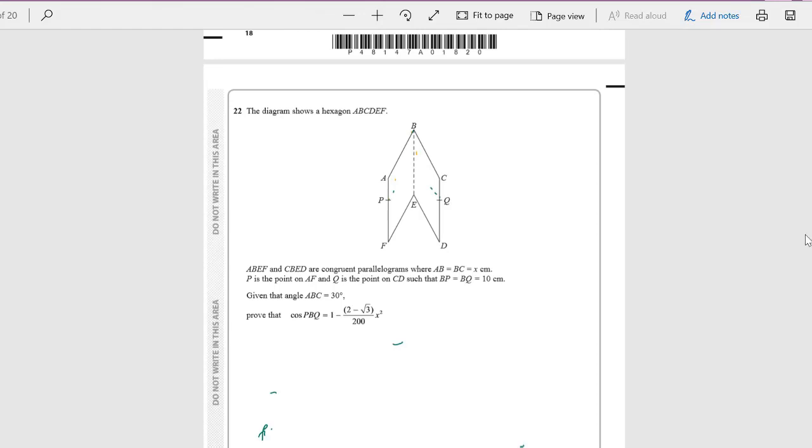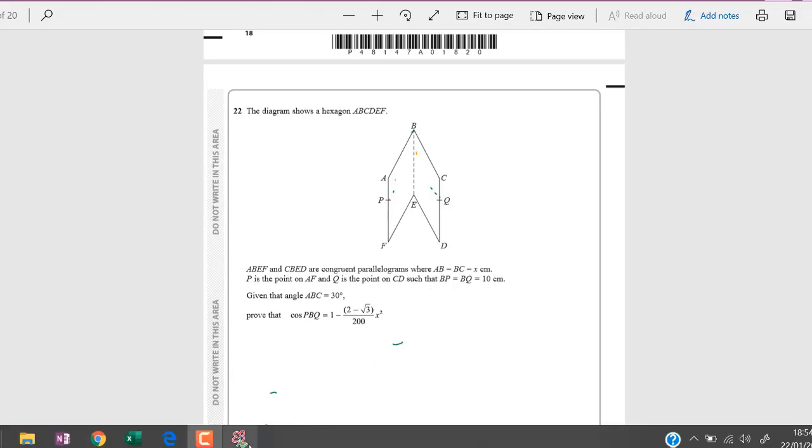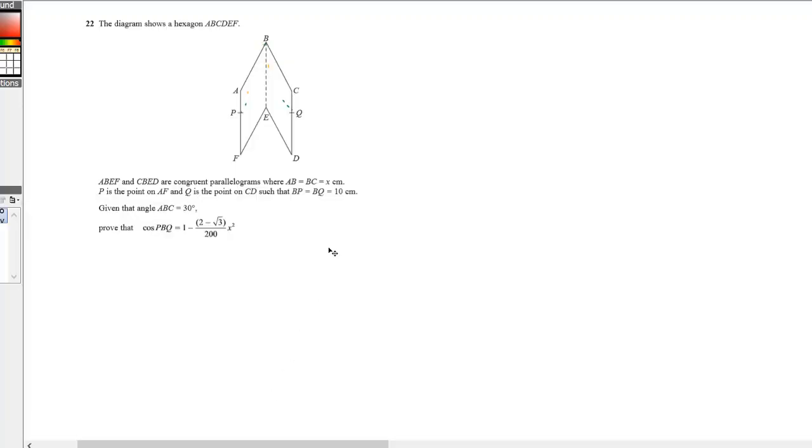Okay, question 22. Since the working out for this question is slightly longer than usual, I will do it on a different software. Question 22 says the diagram shows a hexagon ABCDEF, and you have it here. It shows that ABEF and CBED are congruent parallelograms. So essentially ABEF is the same as CBED in that they're congruent parallelograms.